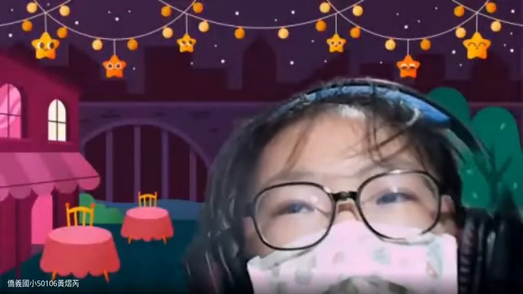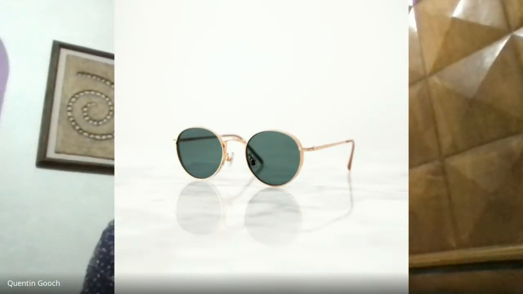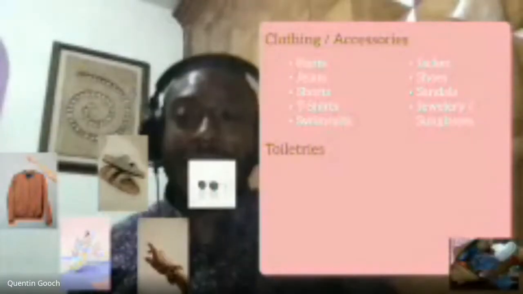Sunglasses. Yes, I saw. I heard someone say it, and Bago, you raised your hand. Yes, sunglasses. Everyone? Sunglasses. So that might be something you take on vacation.